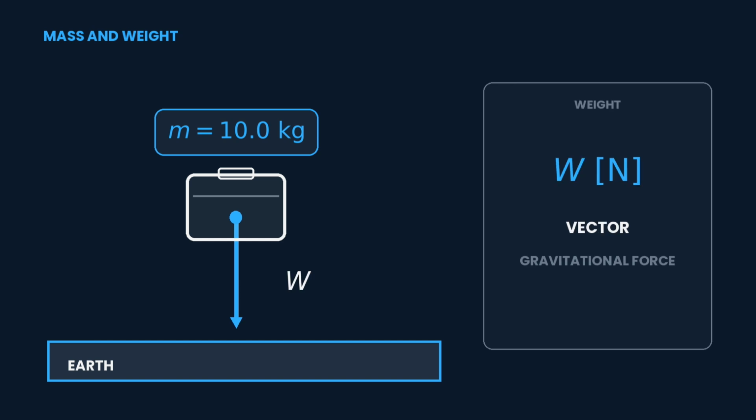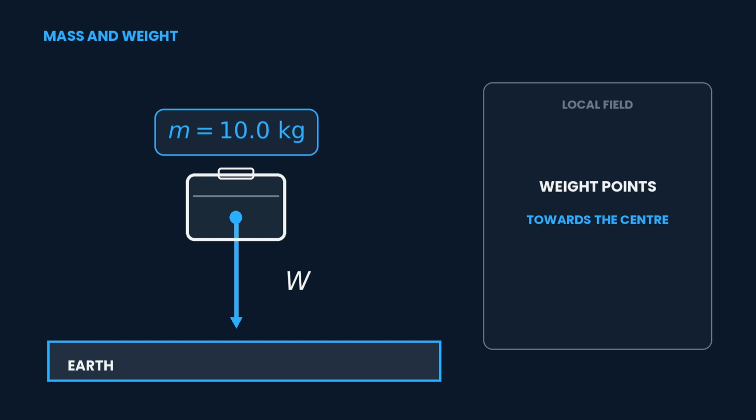It is the gravitational force acting on the case. Weight is a vector measured in newtons, and it points along the local gravitational field. Near Earth or the moon, weight points towards the centre of that body. So its mass and inertia stay the same. The local field changes, so its weight changes, and that makes the case easier to support on the moon.